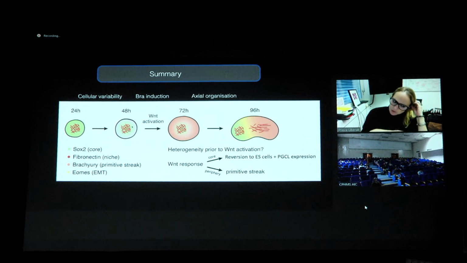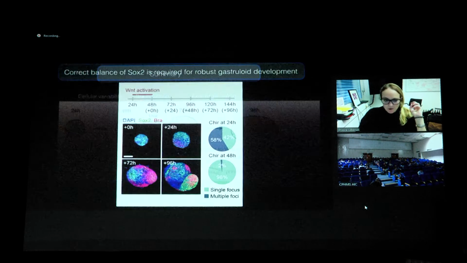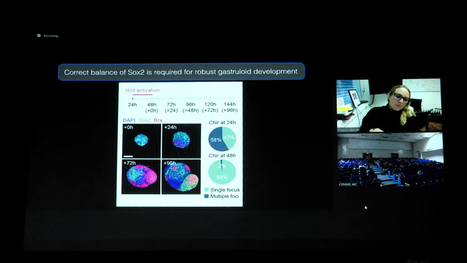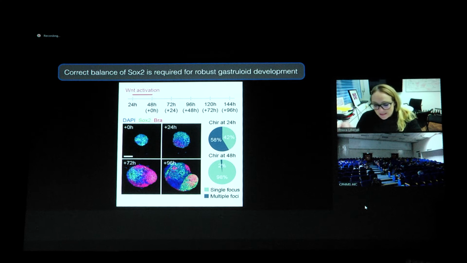First we wanted to play a bit with the protocol to see if we could validate some of these responses. The first thing we did was to activate Wnt a bit earlier. Activating Wnt earlier means, as you can see here, there's much higher SOX2 over time, and when we get brachyury, there's much less brachyury at the beginning of the system. Over time, we get really weird gastruloids with much more multiple foci. As you can see here in red, you have 1, 2, 3 foci of brachyury. So what we think is that this correct proportion between SOX2 high and SOX2 low before the activation of Wnt is very important to create the good number of cells required to create a gastruloid.